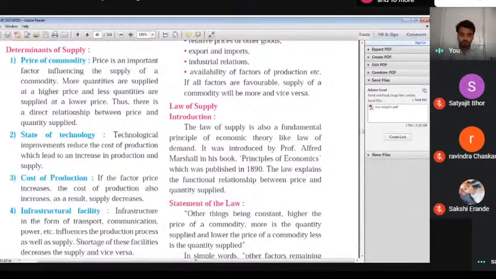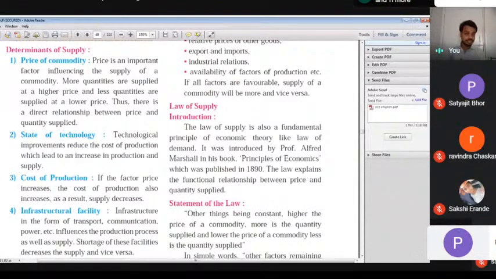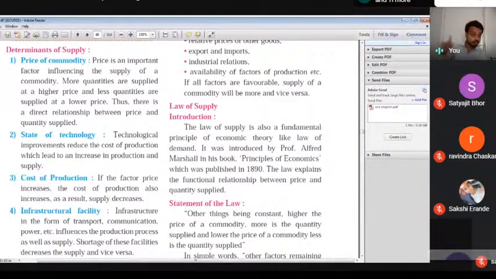Remember, if in your home there are lots of onion and the price is high, lots of people require that onion. That means supply is high. If price is high, supply is high. But if price is less, no person demands that onion. So supply means total commodity available for sale, which the seller offers.